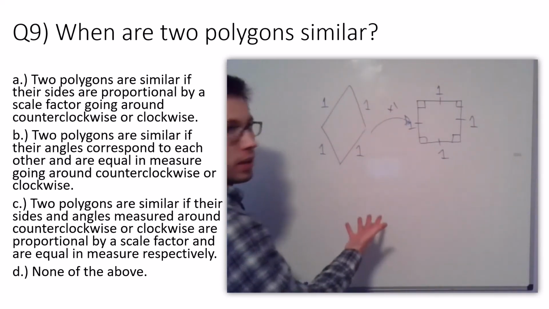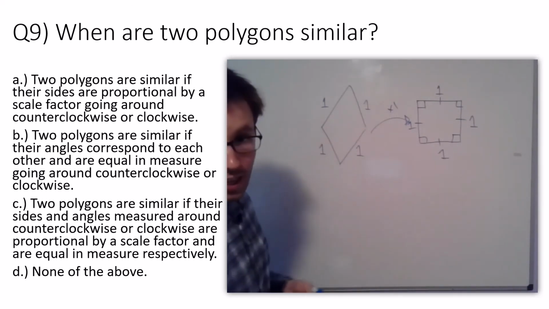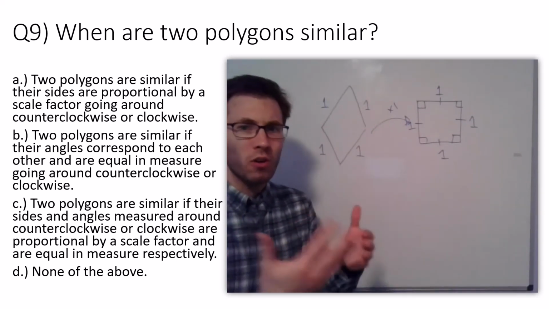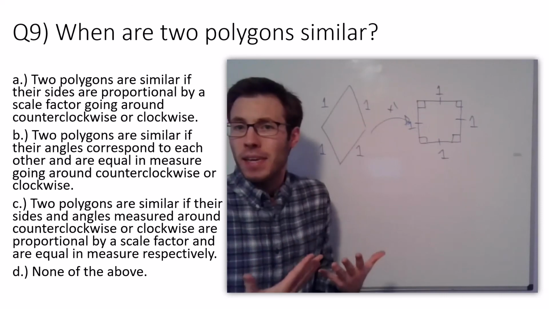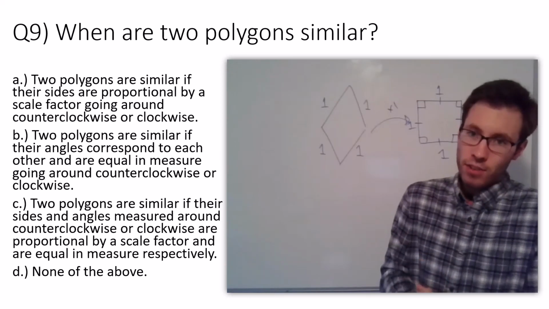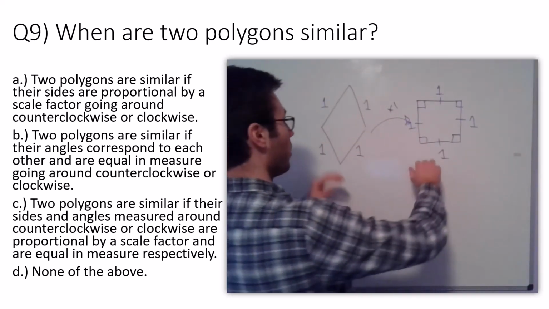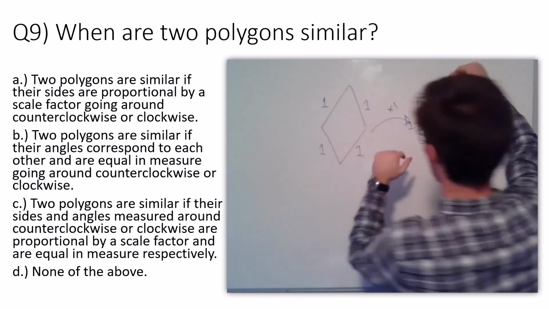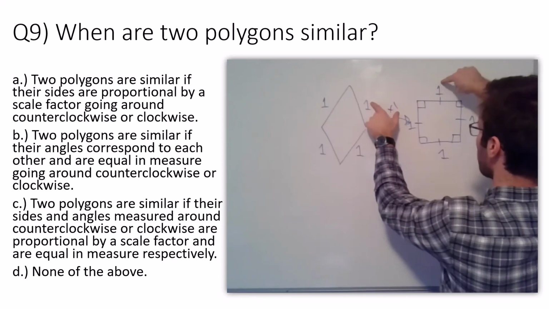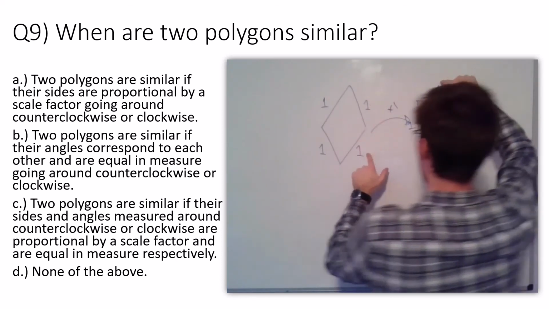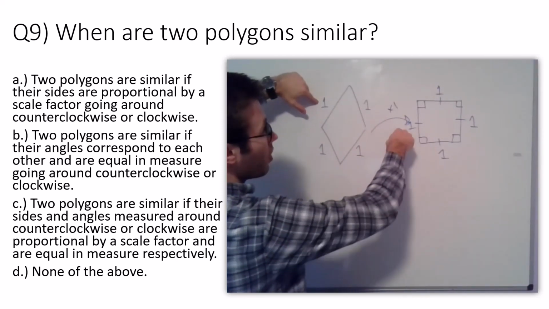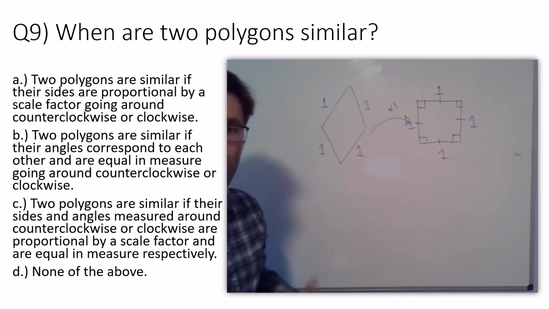So here I made an example for option A, and the reason is I want to show what I mean by going around counterclockwise or clockwise. This is important and has to do with the orientation of the shape. So right here, I'm going to go around clockwise. 1 times 1 is 1. So it's in proportion, I'm starting here. 1 times 1 is 1. 1 times 1 is 1. 1 times 1 is 1. So I went around clockwise, through the whole thing, and all the sides were in proportion to each other.